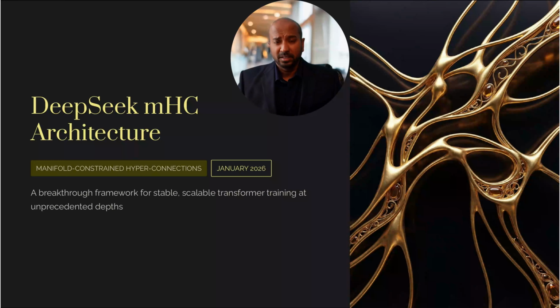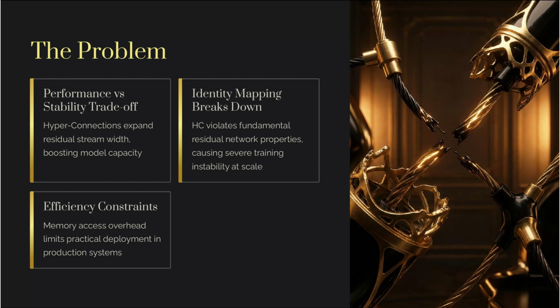Hello, everyone. Today, I want to talk about a breakthrough in artificial intelligence architecture that just came out from DeepSeek. It's called mHC, short for Manifold-Constrained Hyper-Connections. This is a foundational shift in how we build and train the most advanced AI models. Over the next few minutes, we'll explore what this innovation is, why it matters, and how it could shape the future of AI development. Let me start with the challenge that DeepSeek is solving.